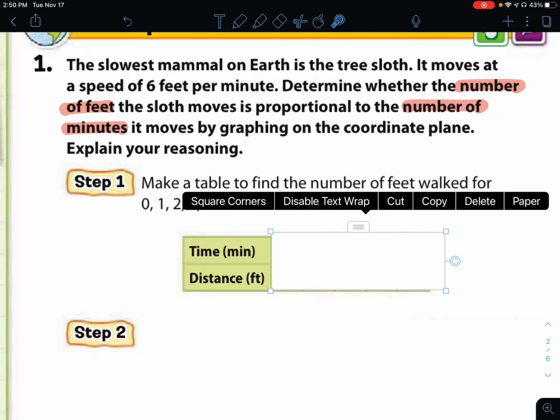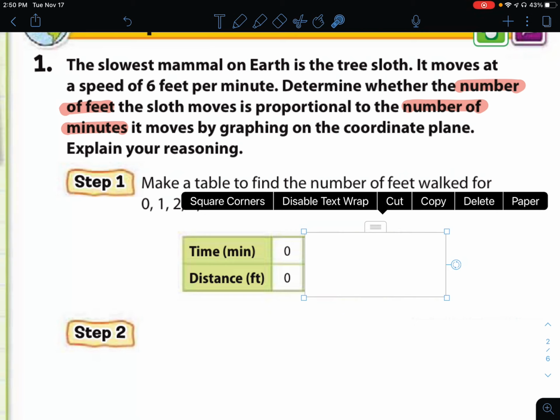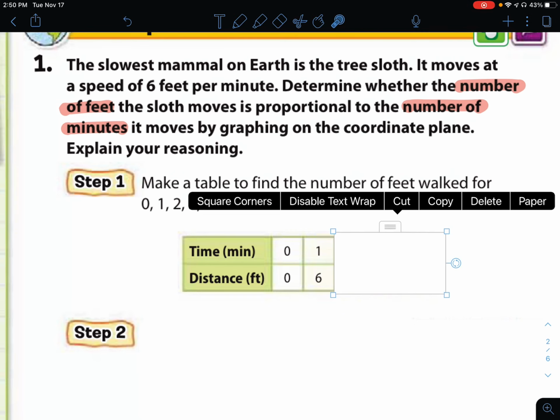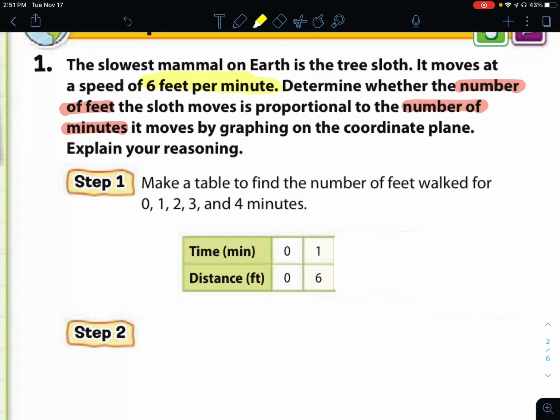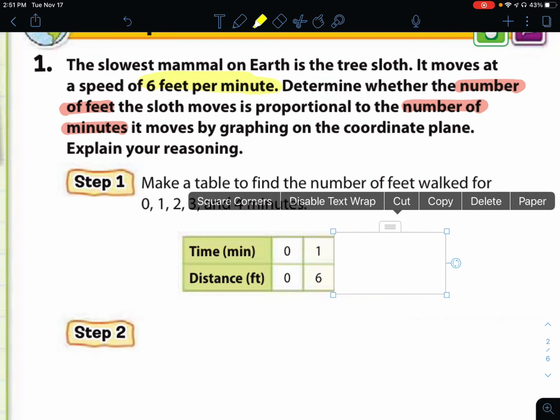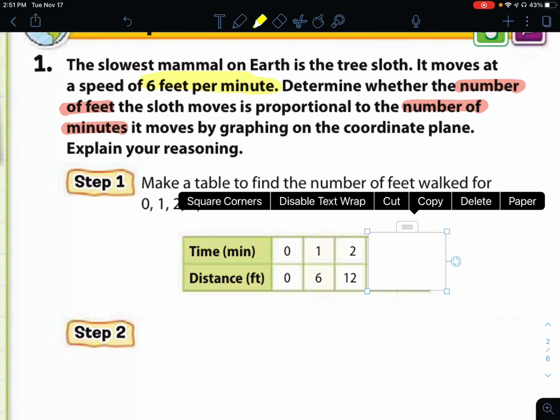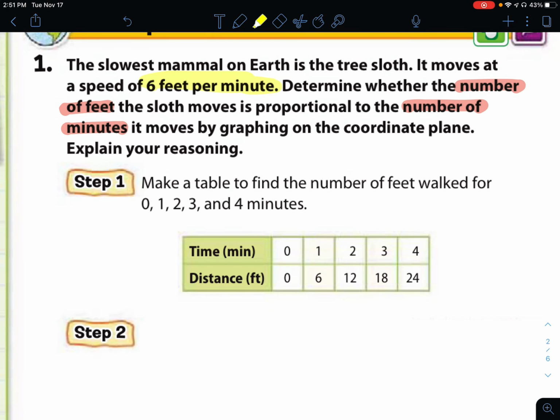Okay. And if we analyze our table, in 0 minutes, obviously the sloth didn't move anywhere, so it travels 0 distance. In 1 minute, the sloth moves 6 feet because of this fact right here, 6 feet per minute. That's where it gets it from. So from there, we can create more in the table: in 2 minutes, 12 feet, 3 minutes, 18 feet, and in 4 minutes, the sloth moves 24 feet. So we have created our table, okay?